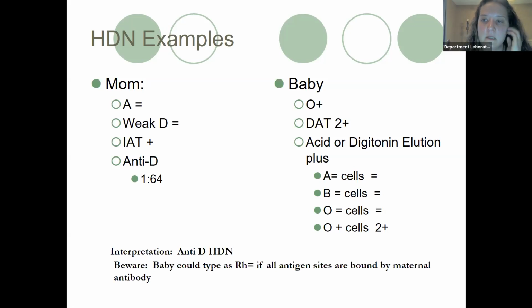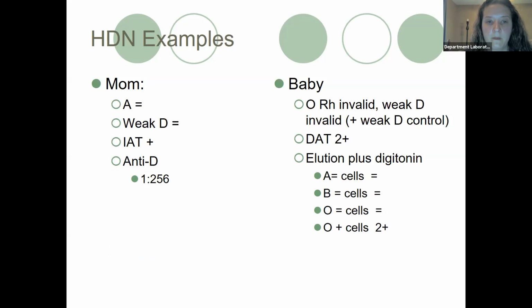Remember that blocked D phenomenon that we talked about? Keep that in the back of your mind. Usually you'll only see that if mom's anti-D titer is significantly high. And so in the next example, we're going to look at this. All right, so here we go. Mom's type is A negative. All right, so because mom is A, we don't have to worry about hemolytic disease of the newborn due to ABO. Weak D negative, her IAT is positive.